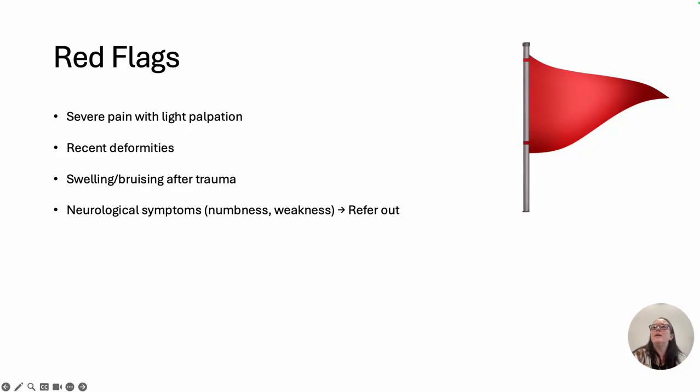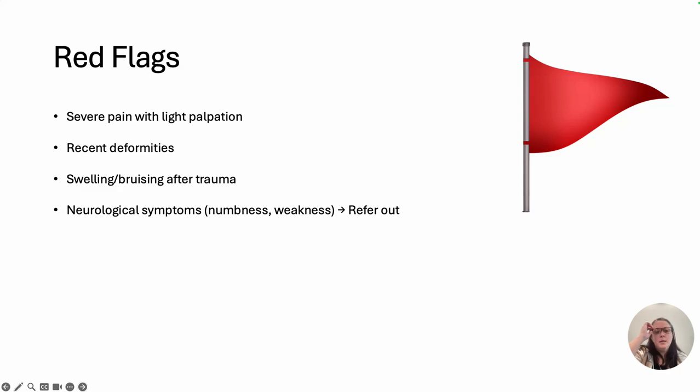Swelling or bruising after trauma. Typically, we're not going to work on the affected area if it's bruised and swollen. We can work around it, but it also depends on how much area is swollen. We might have to avoid that area altogether. Or maybe somebody can't lie down because of so much swelling or bruising. At that point, you would just reschedule the appointment until they are feeling good enough to receive massage.